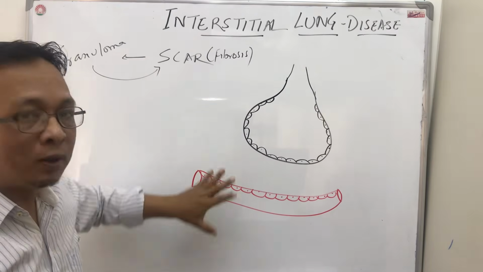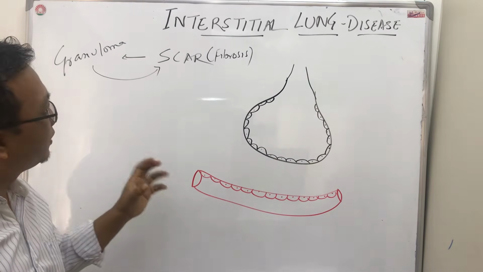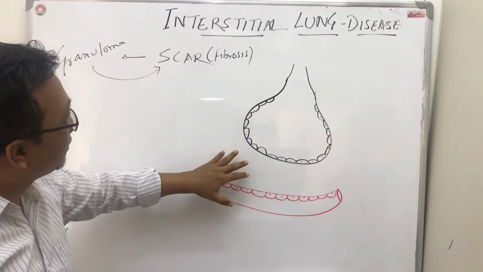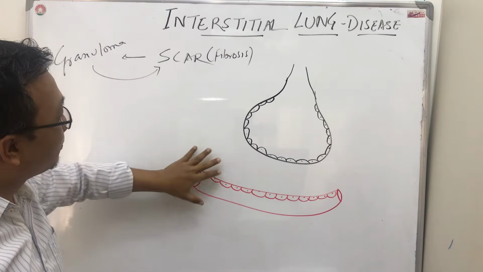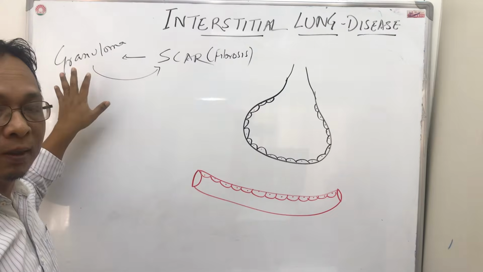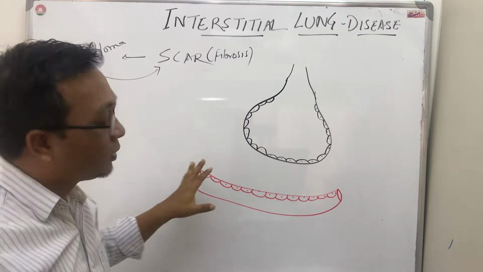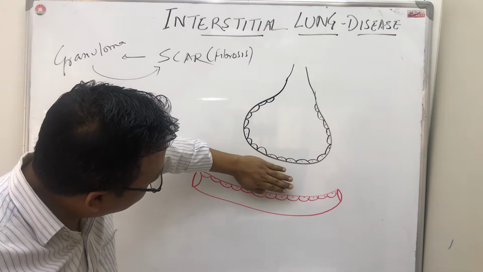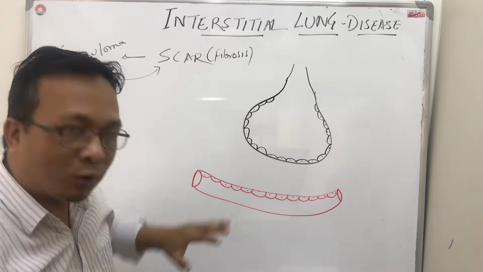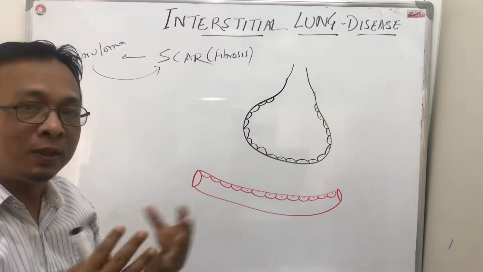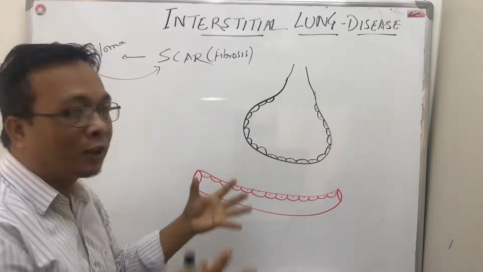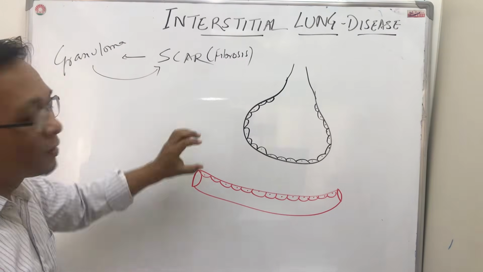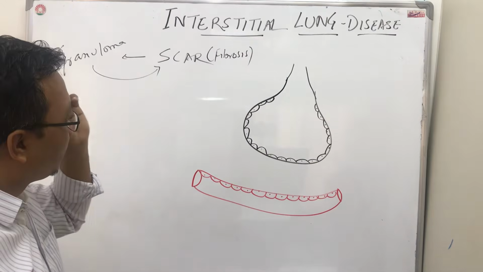First we need to know the pathophysiology. What happens here that leads to scarring, or what happens here that leads to formation of a granuloma? We need to know this is a restrictive lung disorder. When there is development of any scarring here, this space will be lost, and so there will be difficulty in breathing or difficulty in expansion of the lung. So let's understand the pathophysiology first.